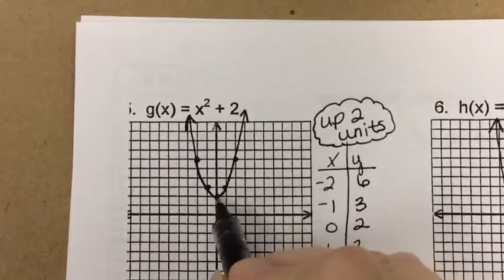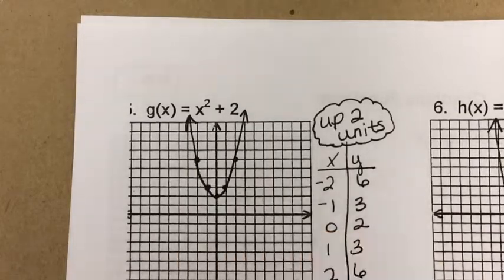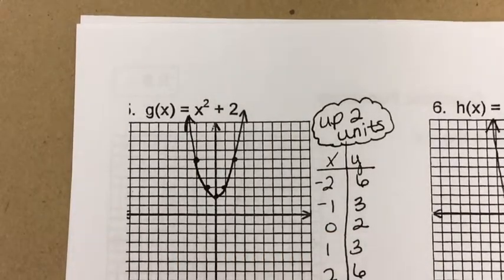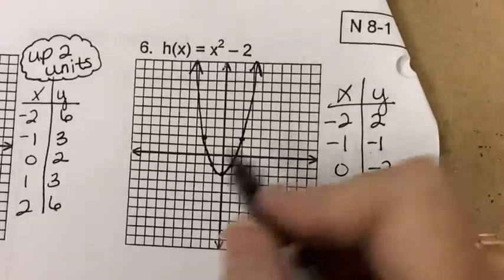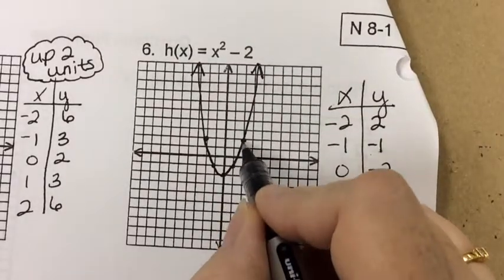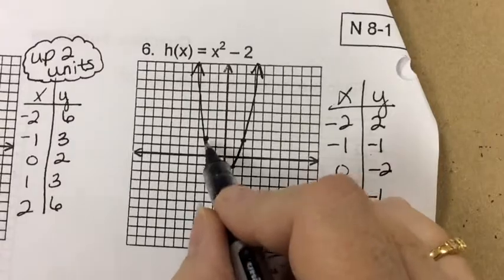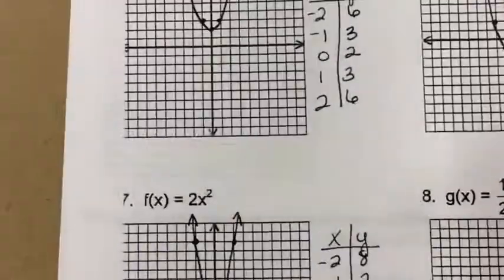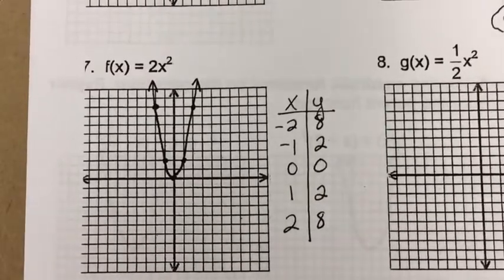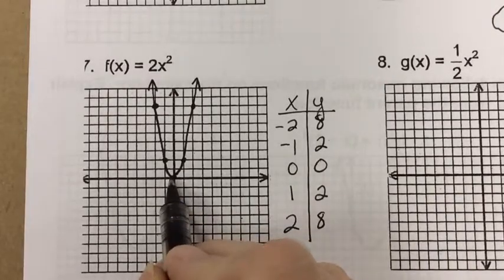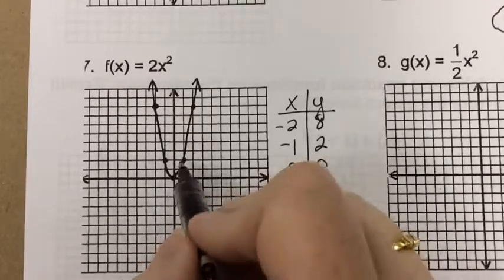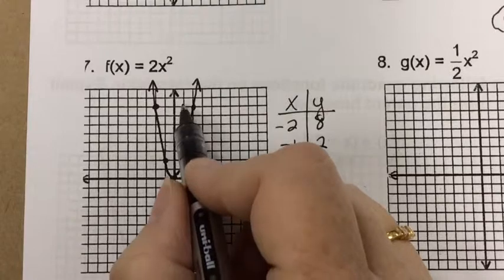This function, it went up 1 over 1, up 3 over 1. Same pattern. Number 6, this one goes up 1 over 1, up 3 over 1. Same pattern. But this one, it's skinnier, so it's not going to have the same pattern, but look what it does. It goes up 2 over 1 and up 6 over 1.